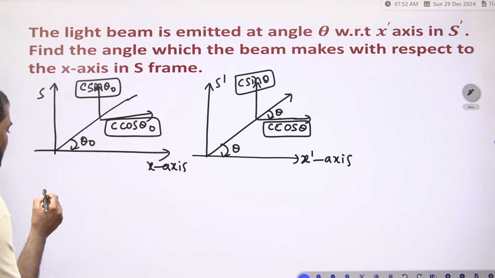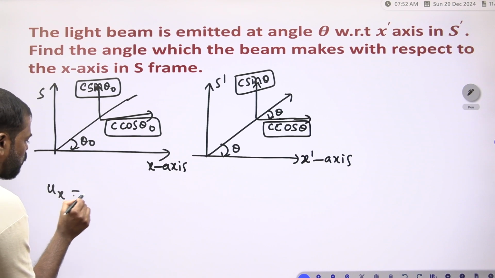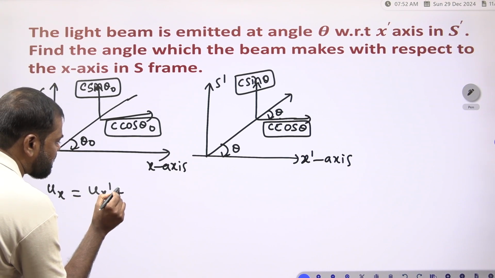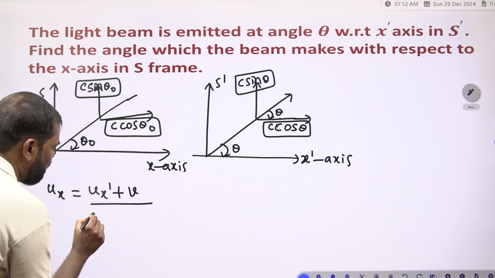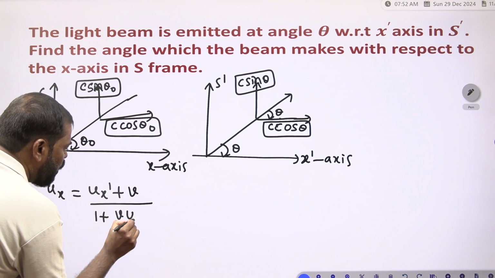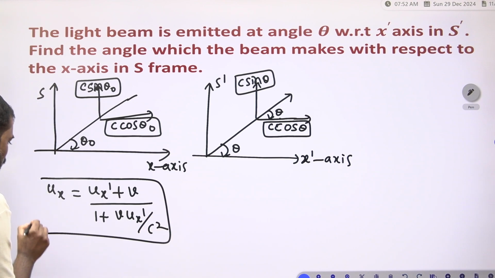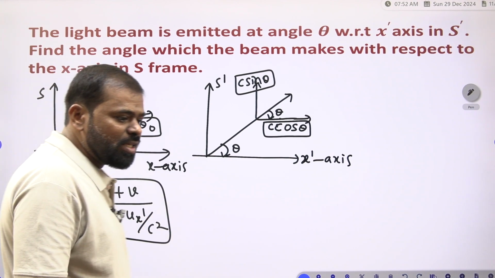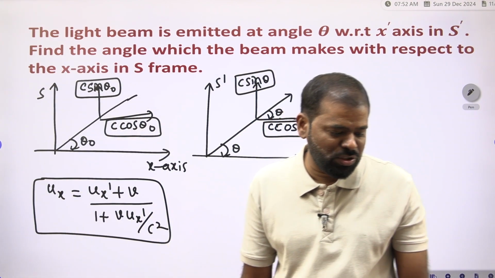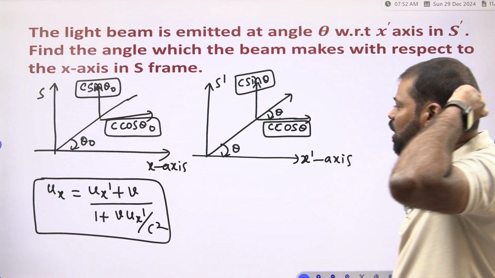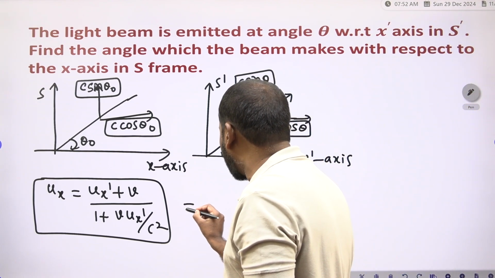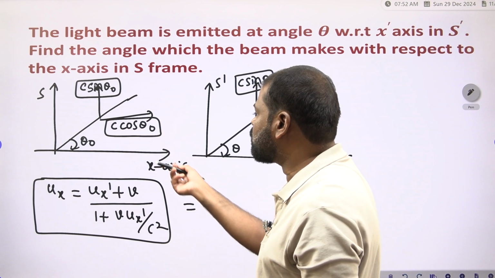But you know one thing, ux is equal to ux dash plus v divided by 1 plus v ux dash divided by c square. This is the addition of velocities, right. So under this addition of velocities, you have to substitute the values. ux dash is equal to what we have to write?